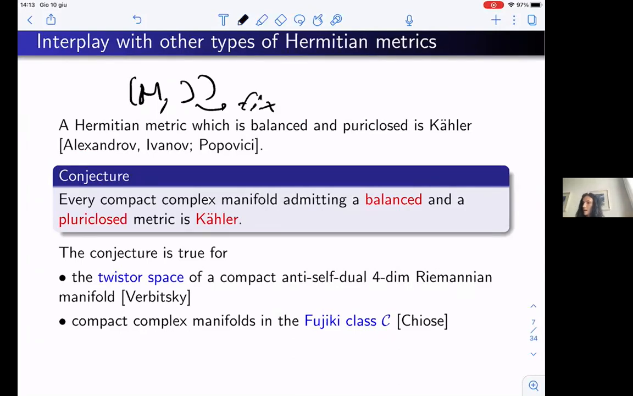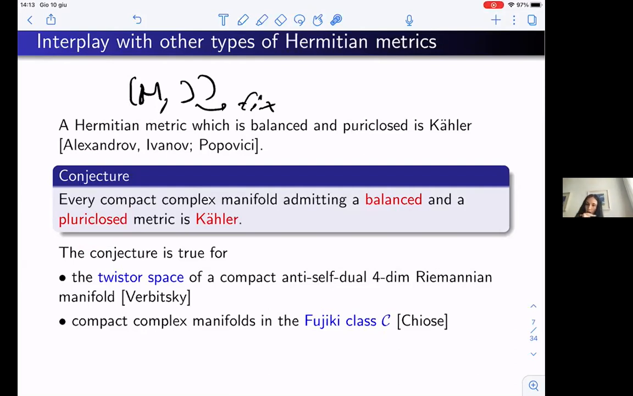So we can ask first, consider a Hermitian metric and put together both conditions, the balanced condition and the pluriclosed condition, that was ∂∂̄ω = 0. That's not possible unless you get Kähler. This was proved independently by Alessandro Ivanov and by Popovici. So we conjecture with Vezzoni: J is fixed, and suppose that you have a balanced metric, in the sense that we see now, and also a pluriclosed metric. We conjecture that it is Kähler.